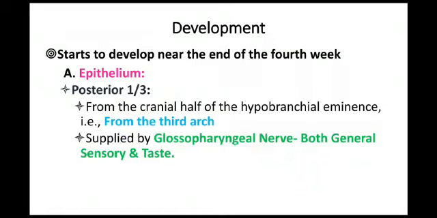Posterior 1/3 of the tongue, the epithelial part, is derived from the cranial half of the hypobranchial eminence. This is from the third arch. Hence it is supplied by the glossopharyngeal nerve. Both general sensory as well as the taste sensation is by the glossopharyngeal nerve.